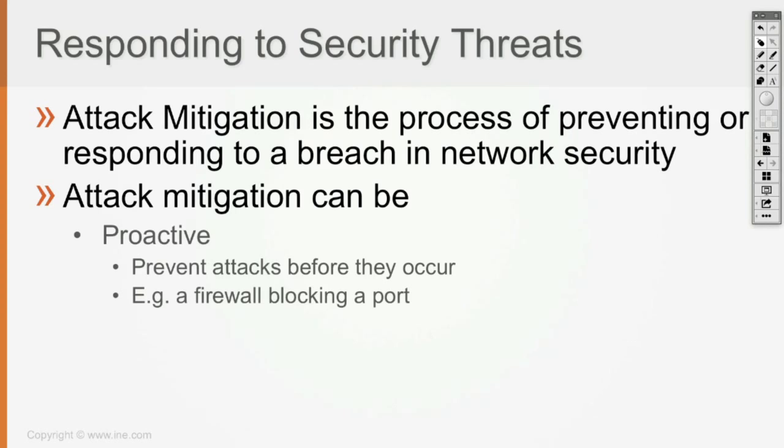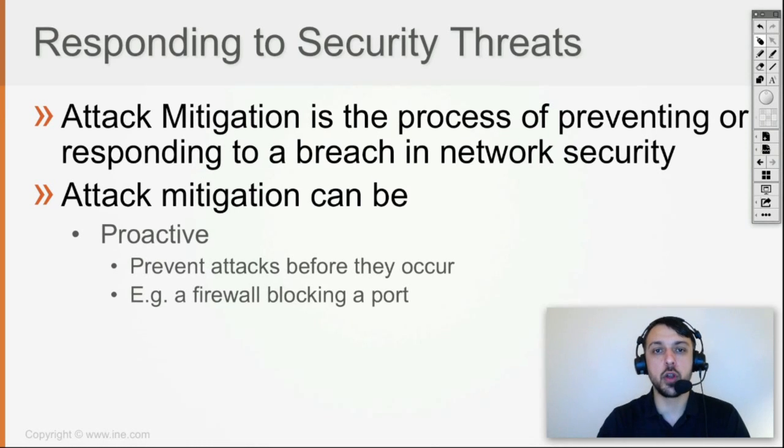That's going to be, for example, a firewall blocking access to a specific port. So if you know, for example, that a well-known vulnerability on Windows resides on the SMB protocol, which runs on TCP port 445, then as long as you block all access from the internet to your network on TCP port 445, nobody's going to be able to make use of that vulnerability, because the service that runs on top of it is being blocked. So that is a proactive attack mitigation, or a proactive measure.